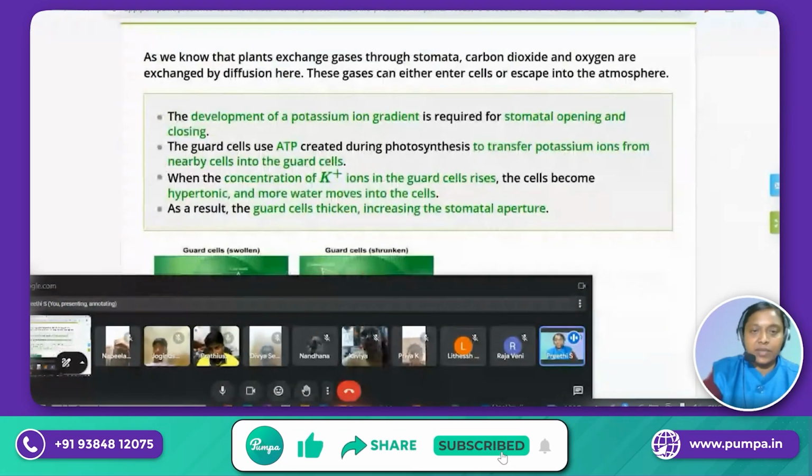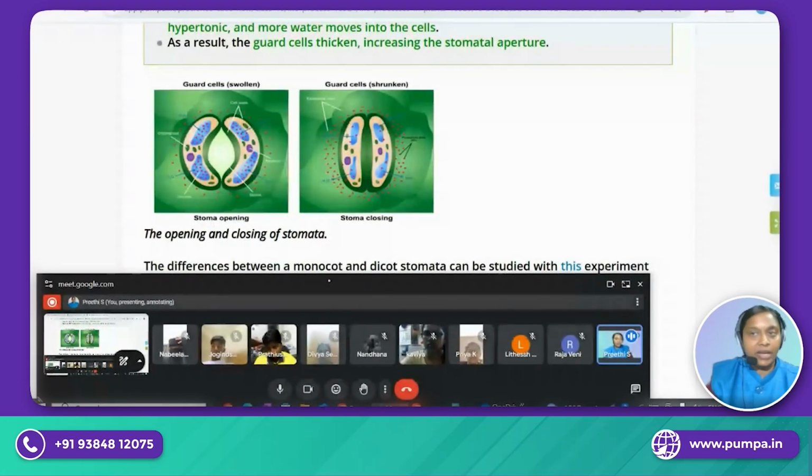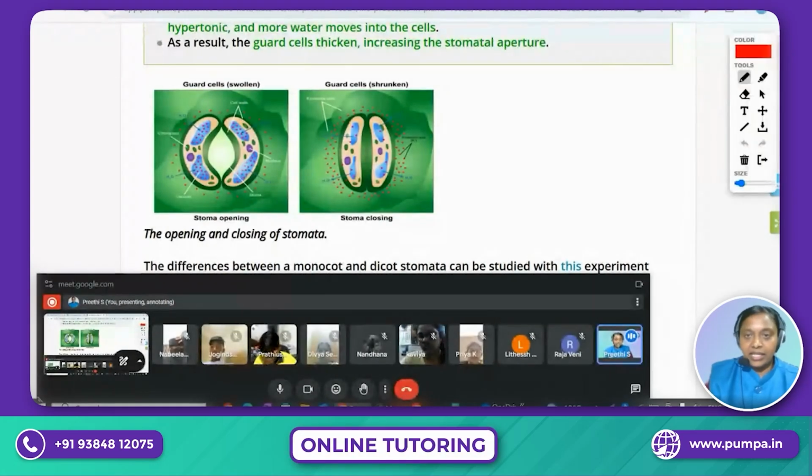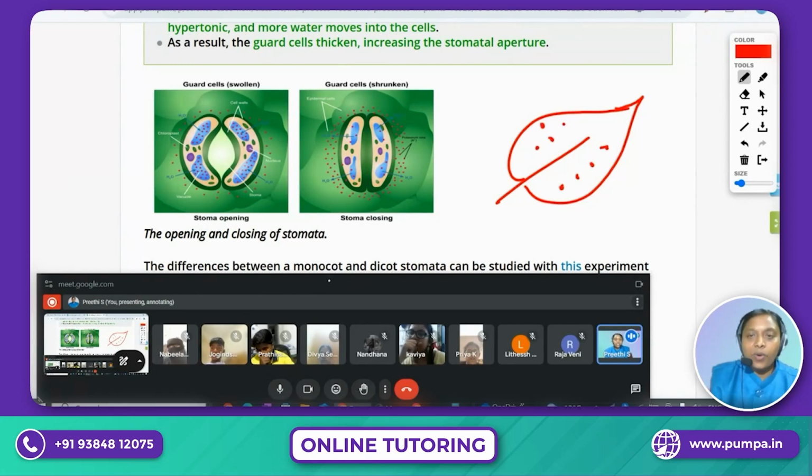Gas exchange in plants. For the gas exchange, the green plants will have the stomata. So stomata are nothing but, for example, the leaf is present. The leaf surface, especially the lower surface of the leaf, will have numerous pores. These pores or openings are called stoma. Stoma is singular and stomata is the plural. Clear, everyone?